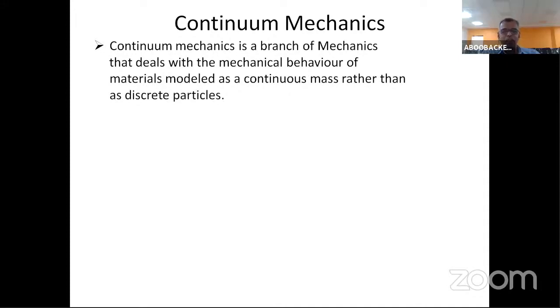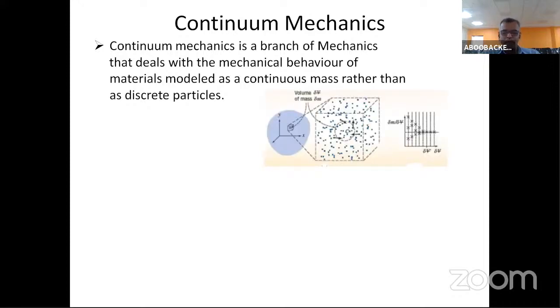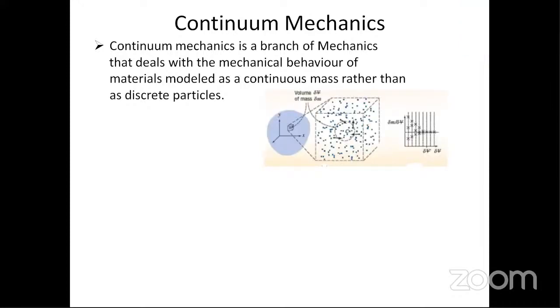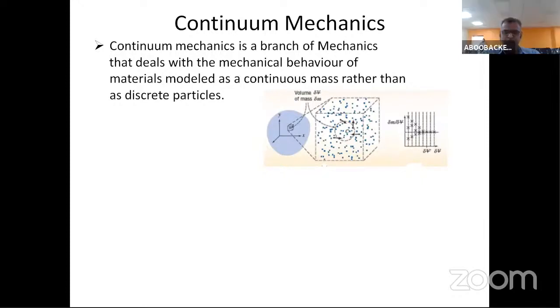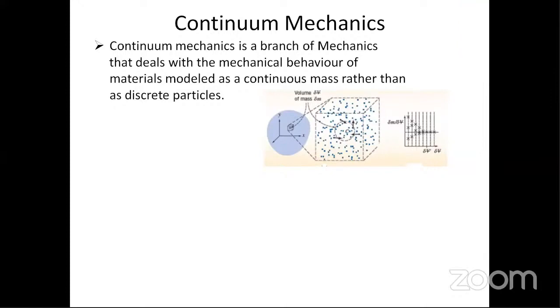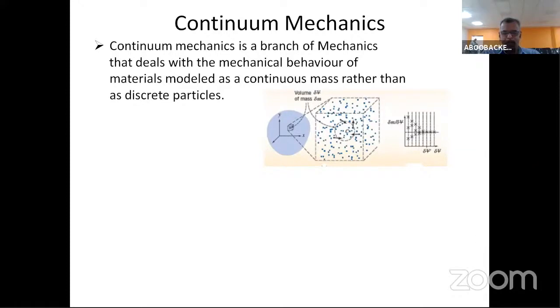discrete particles. We know that all the materials, whether it is gas, liquids, or solids, are made up of atoms and molecules. And there will be some gaps between gases or liquids. There will be some space or gap between these molecules. So in microscopic or nanoscale, they are not continuous, and there will be some minute gaps. So in the continuum concept, what we do is we assume that there are no gaps.